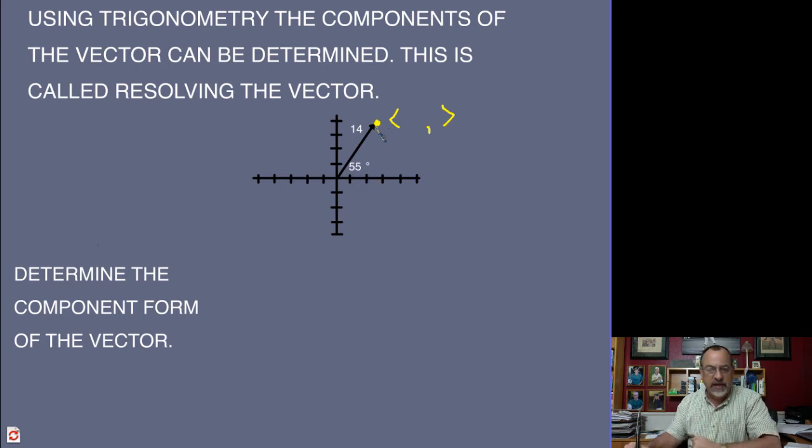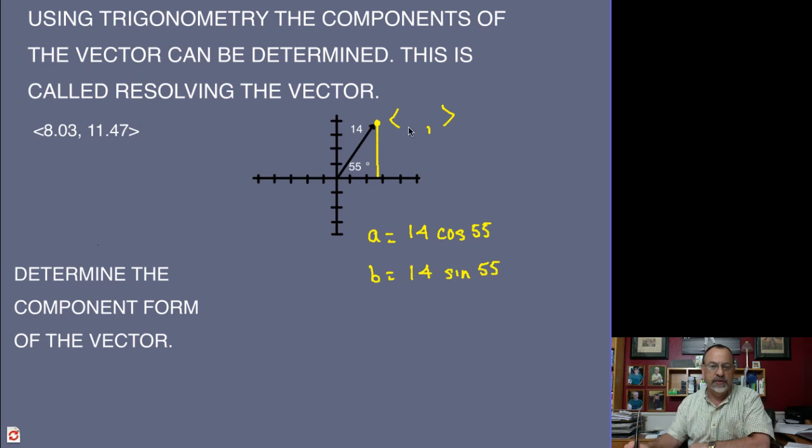Hopefully you'll see that if you draw this down, we're simply applying trigonometry. Opposite over hypotenuse gives me the y value, the sine. Adjacent over hypotenuse gives me the x value. So the a component is equal to the magnitude, 14, times the cosine of the angle, 55. The b component is the magnitude times the sine of 55. Hopefully you see the connection: all we're doing is drawing a triangle and applying our trigonometry skills. So when we do this, we have the components 8.03 and 11.47.